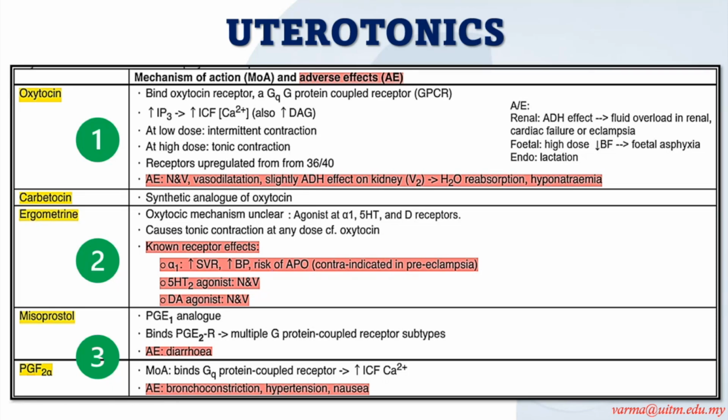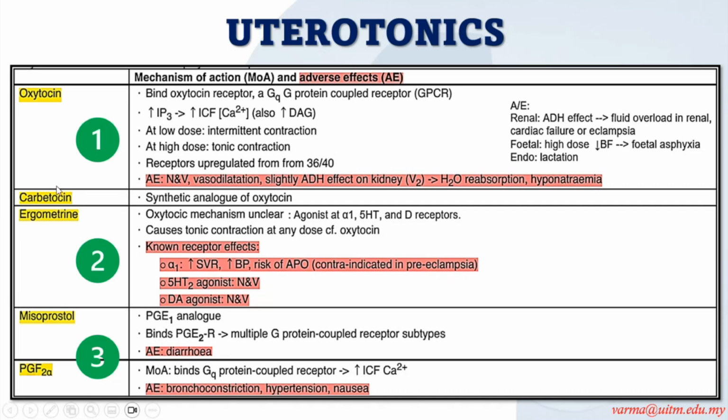Before you give Syntometrine, which is a combination of oxytocin and ergometrine, you have to ask the patient whether they have any hypertensive crisis or any heart problem. Then there's the 5-HT2 agonist effect, which can cause nausea and vomiting, and dopamine agonist effect, which can cause nausea and vomiting as well. That is one of the reasons pure ergometrine is not currently used in obstetrics.